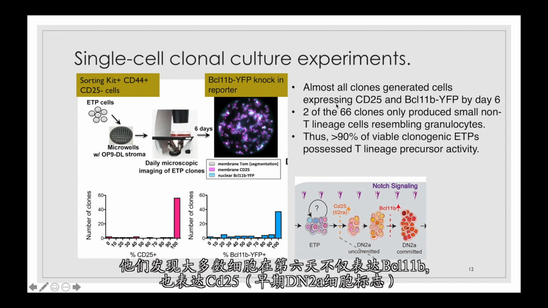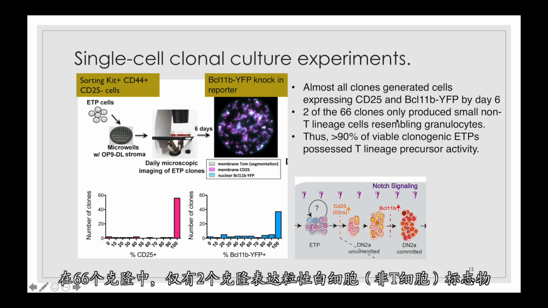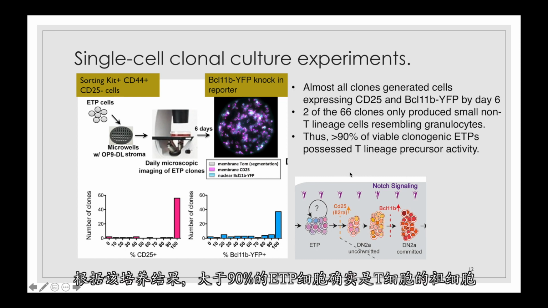According to the observation, they found almost all clones generated cells expressing CD25 and BCL11B by day 6. Only 2 of the 66 clones produced more non-T lineage cells resembling granulocytes. Therefore, according to this result, over 90% of viable clonogenic ETPs possessed T lineage precursor activities.